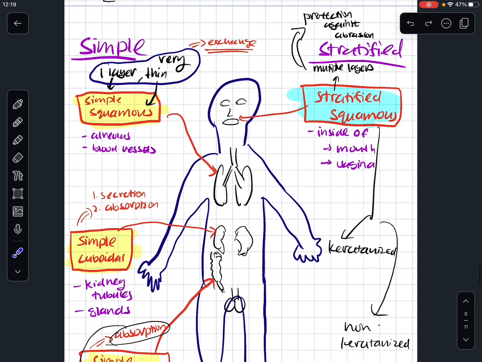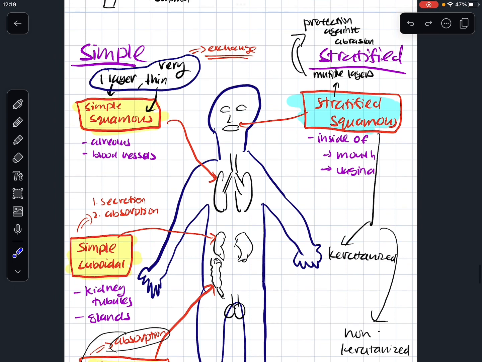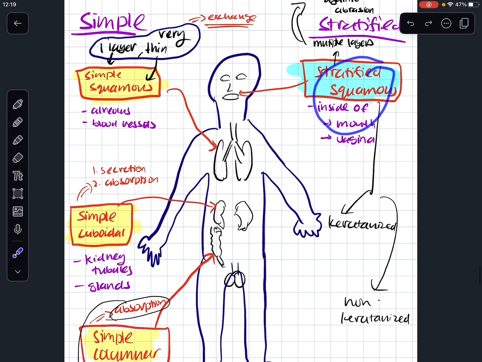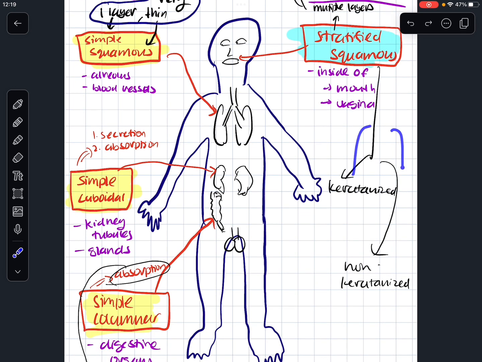And then we have stratified squamous. So here I pointed to the mouth, or more specifically the inner part of your mouth. Stratified refers to multiple layers, and squamous again is the shape of the cell, which is squashed flat. This adaptation helps in protection against abrasion. When we talk about stratified squamous, it's more appropriate to categorize it into keratinized and non-keratinized layers. In non-keratinized, we talk about the inside of the mouth and the vagina. Whereas for the keratinized stratified squamous epithelium, we refer to the soles of the feet and the palm.